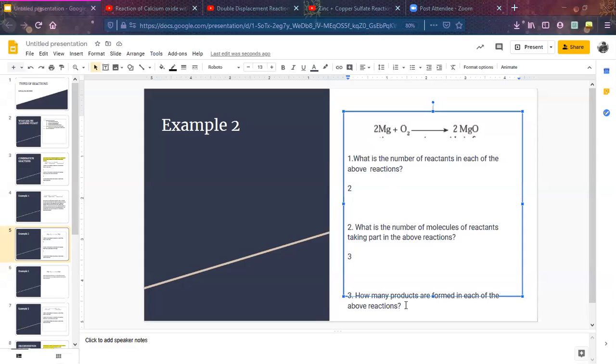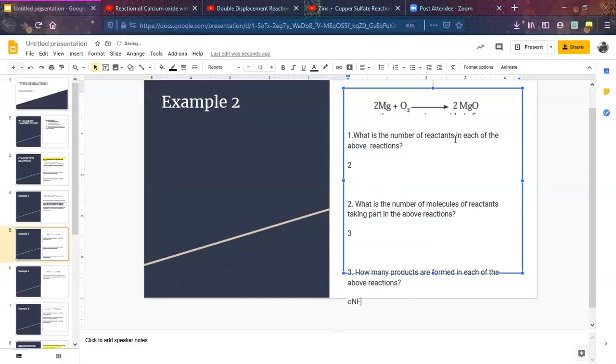How many products are formed? Only one product is formed, right? Only one product is formed, but how many molecules of product are formed? 2 molecules of product are formed. So it is very important to look at the question. If they ask the number of molecules, you have to count and write. In the third question, they asked how many products. So then you will say 1. At the same time, if the question was how many molecules of product are formed, the answer will be 2.